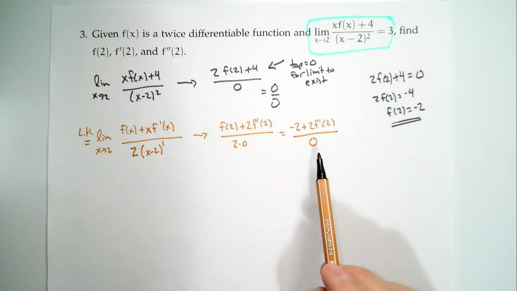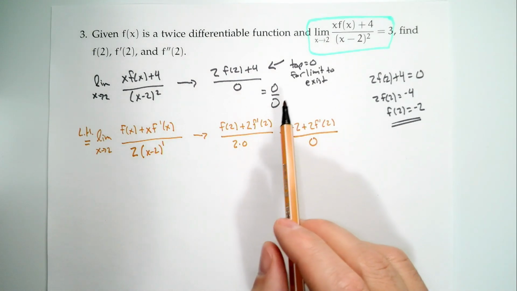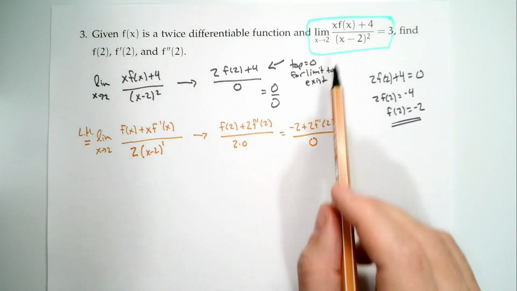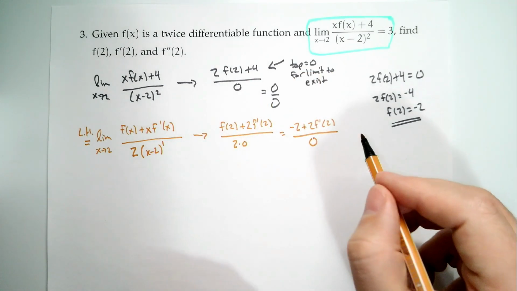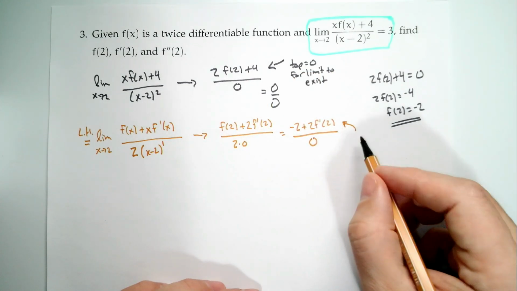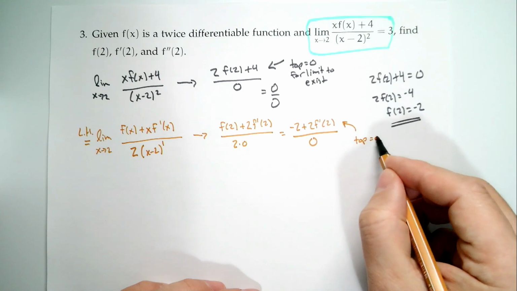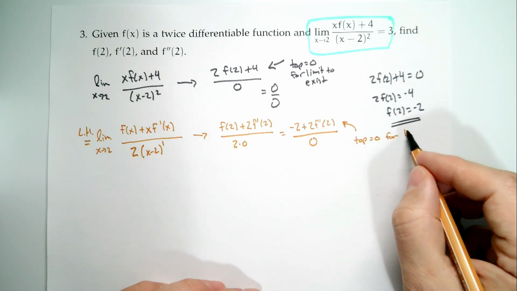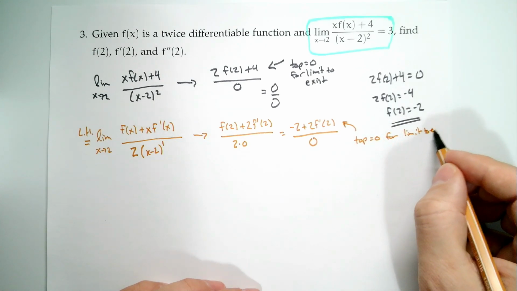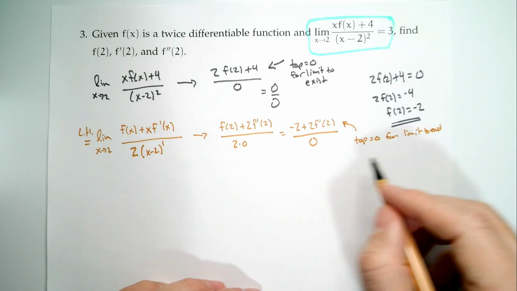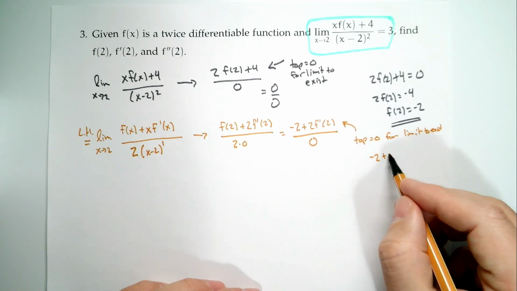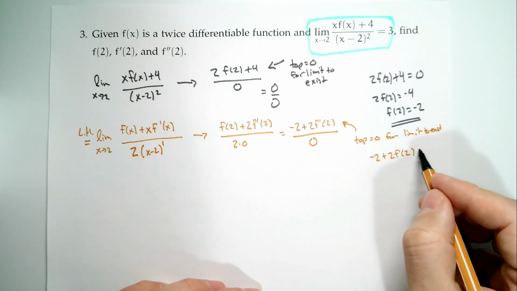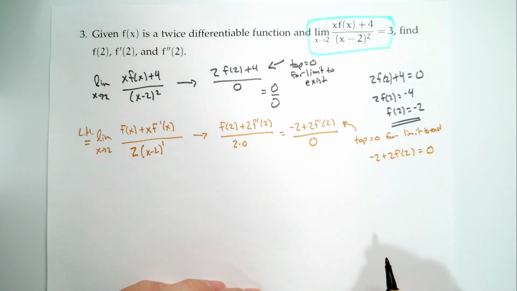Look, we have something over 0. In order for the limit to exist, what needs to be true? Well, the same idea. We need that the top has to equal 0 for our limit to exist. Well, what does that tell us? Well, it tells us that minus 2 plus 2 f prime of 2 has to equal 0.